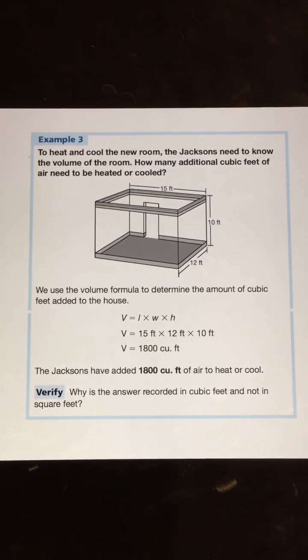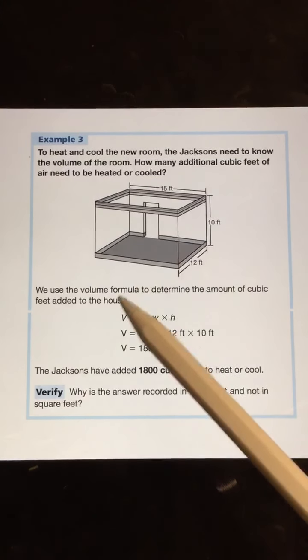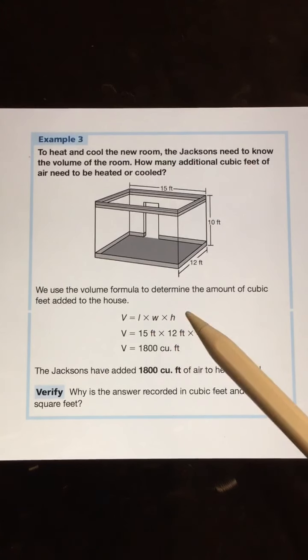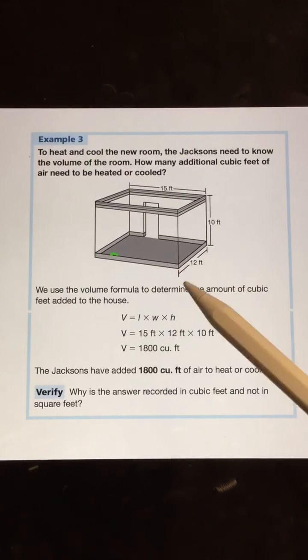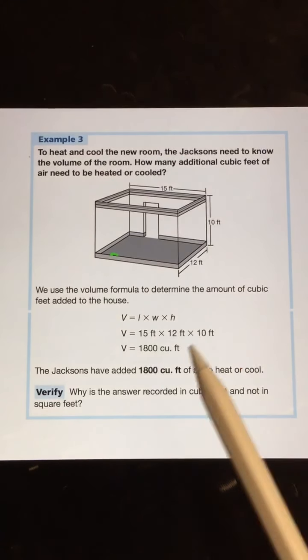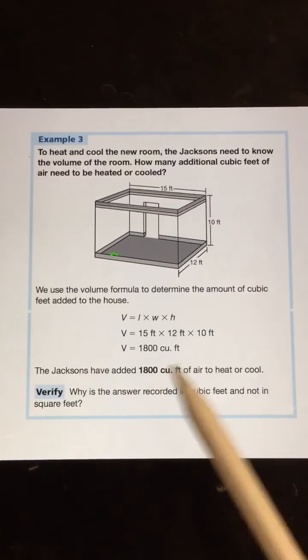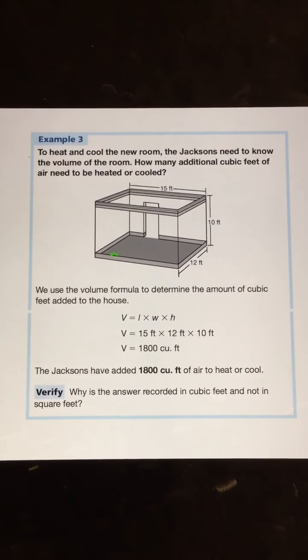All right, now, example 3. We are going to talk about how to heat and cool the new room, the Jacksons need to know the volume of the room. How many additional cubic feet of air need to be heated or cooled? So when we're doing volume, we use the formula V equals length times width times height. So as you can see, we're taking our length times our width times our height. All right, so 15 times 12 times 10 equals 1,800 cubic feet.